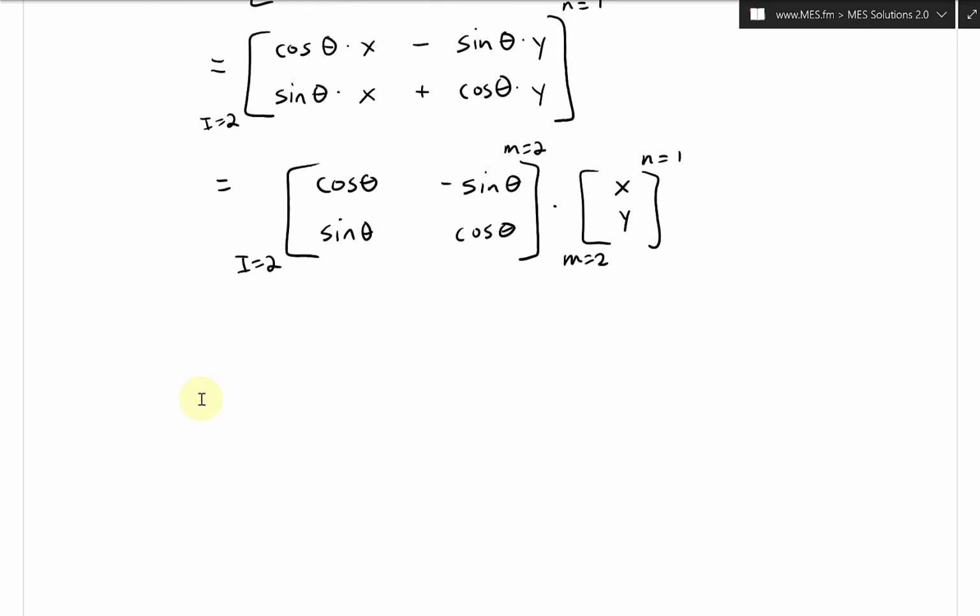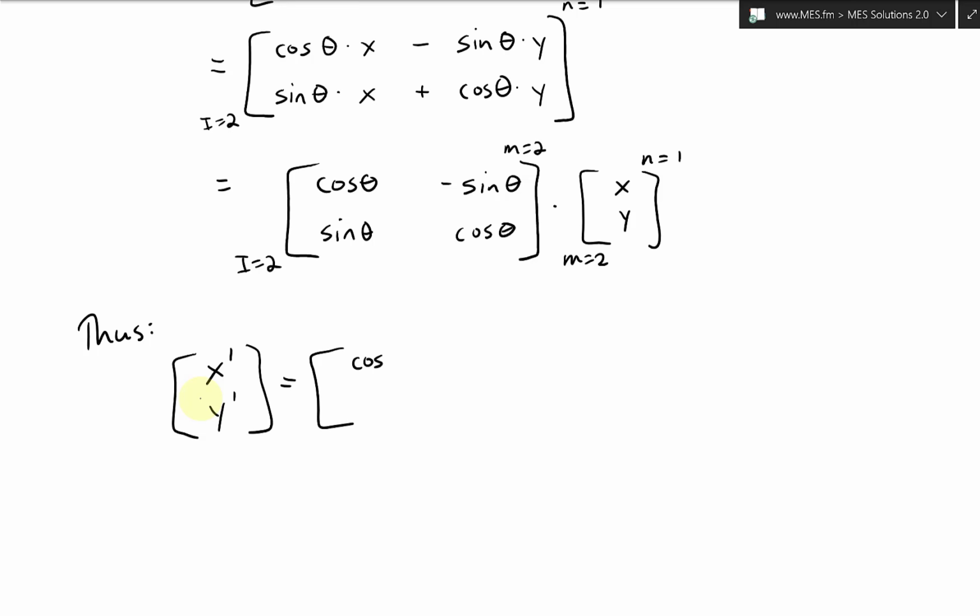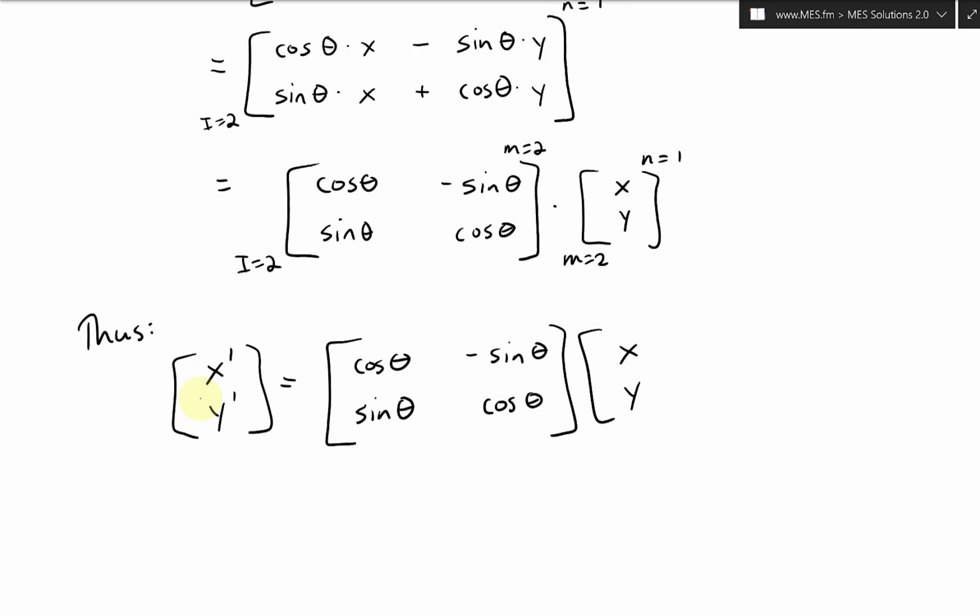So thus we have the vector rotation as a matrix multiplication. So x prime, y prime equals cosine theta minus sine theta, and then we'll have a sine theta, then we'll have a cosine theta, like that, and multiplied by x, y.